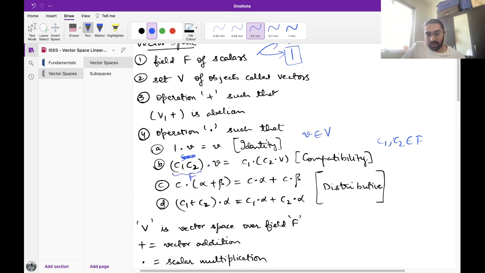This is purely an element in F. When I operate on this with v, it should be equal to c1 dot (c2 dot v). Now c2 dot v is another vector, by the way, which belongs to this set V, obtained by doing this dot operation with this scalar in field F and your element in the vector space V. So this is another vector, let's call it v2, which belongs to capital V. And I'm again doing the same dot operation on a scalar and the new vector v2, which is again an element in set V. So these two operations should be equal for any c1, c2 in field F and any v in set V. That is the second property, called compatibility.